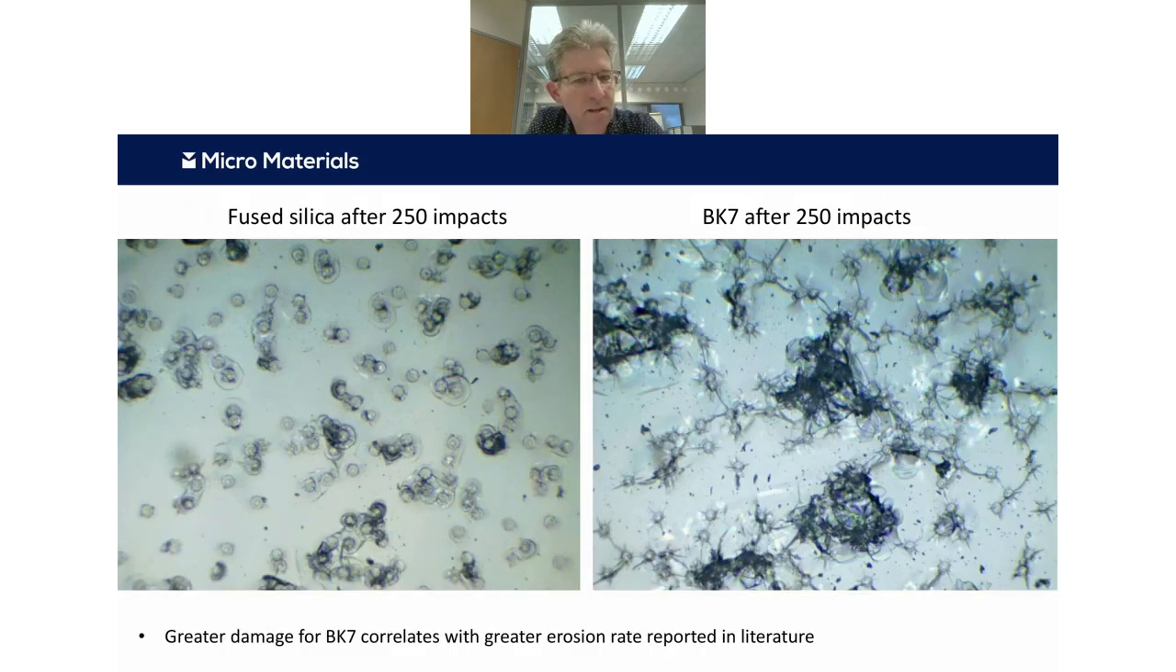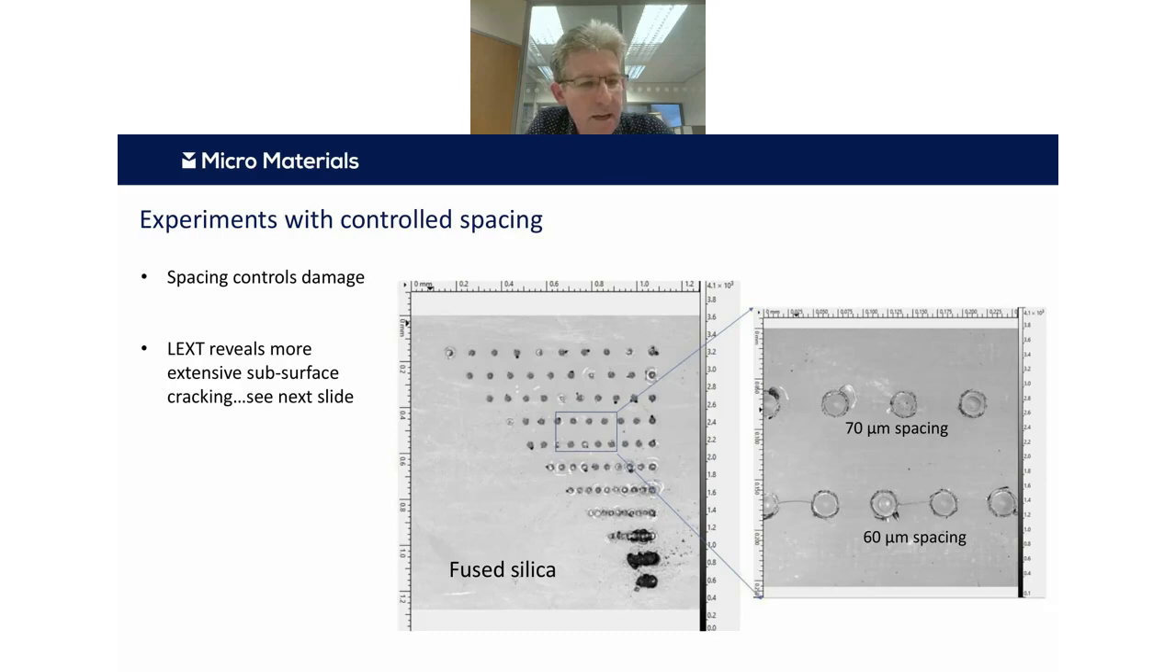So this is quite a nice result, because this actually correlates with what you see in the literature for erosion resistance. Despite the fracture toughness, BK7 does have a worse erosion resistance. And you can see here, although the size of the impacts in both cases is about the same, the crack morphology is really quite different. So we used laser scanning confocal microscopy to look at this a bit further.